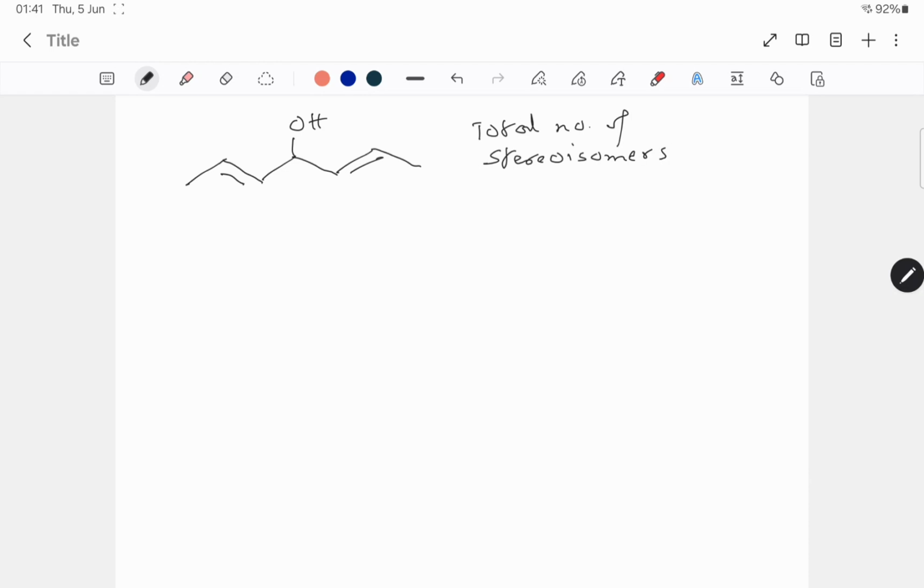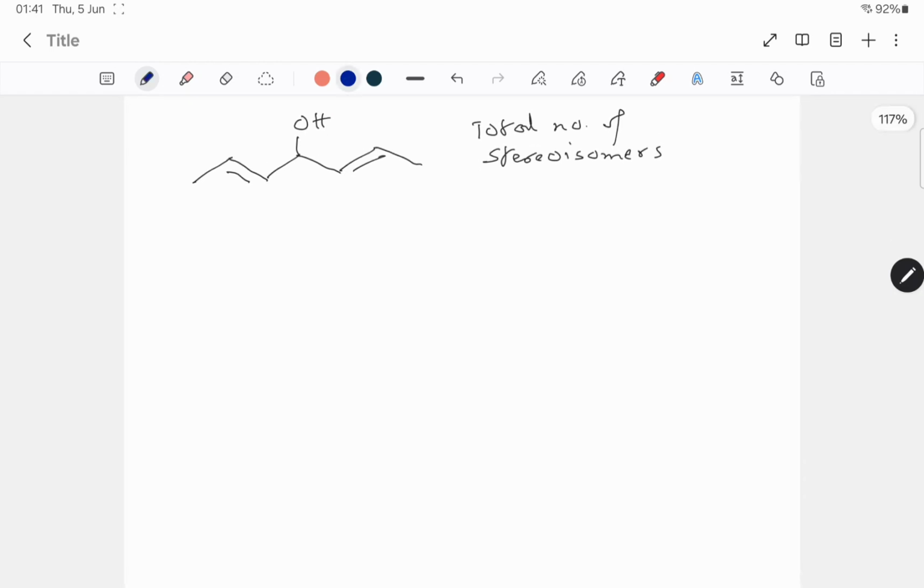Firstly, there may be a confusion whether this carbon is chiral or not. Now, if you consider only the constitutional part or the structural part, it may seem that both these groups are the same. One is hidden, and both these groups are the same, so it does not seem chiral. But if you consider it configurationally, then it may be chiral, and it will be chiral.